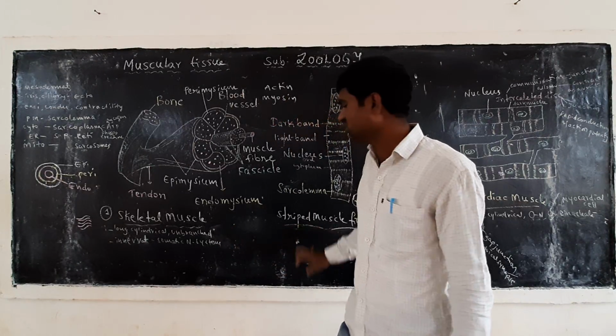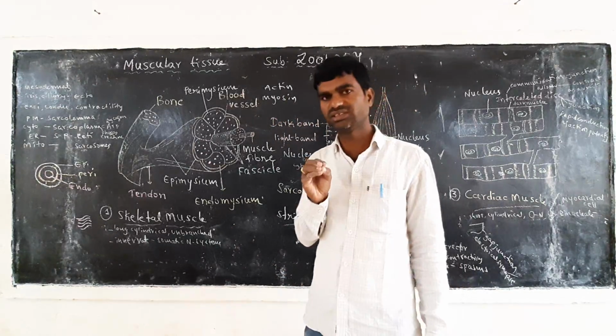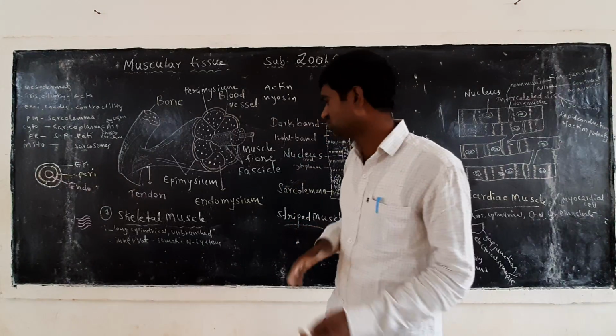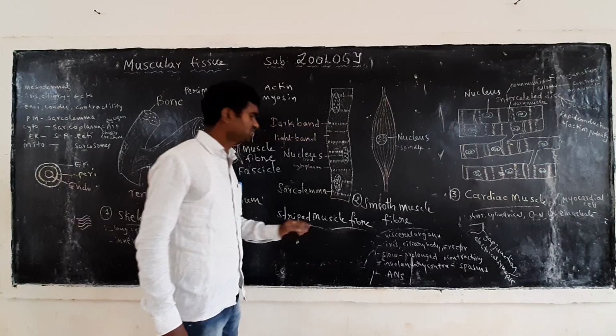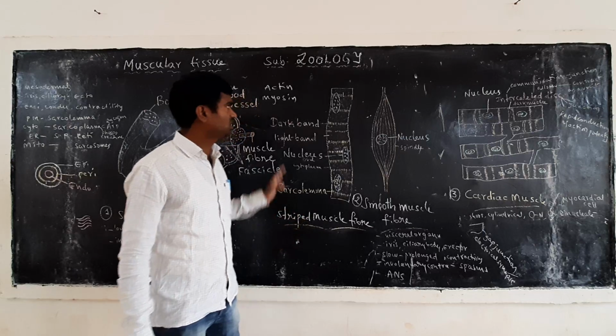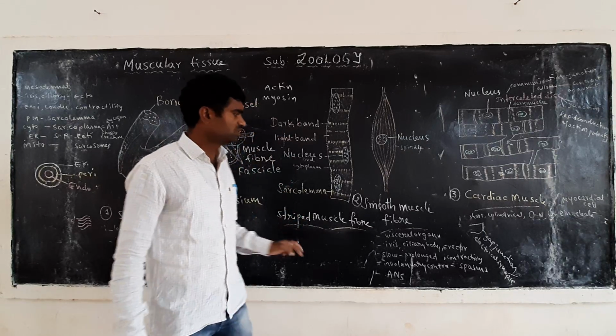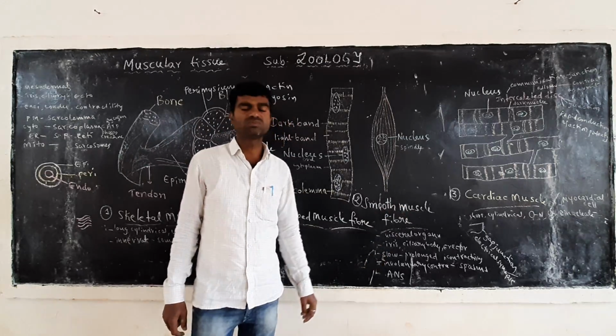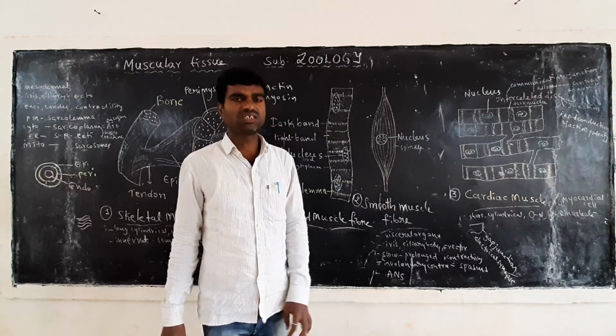What is it called? Voluntary muscle. It is called a skeletal muscle. Okay, so this is the skeletal muscle. And the next one is called smooth muscle. Smooth muscle is called a visceral muscle.